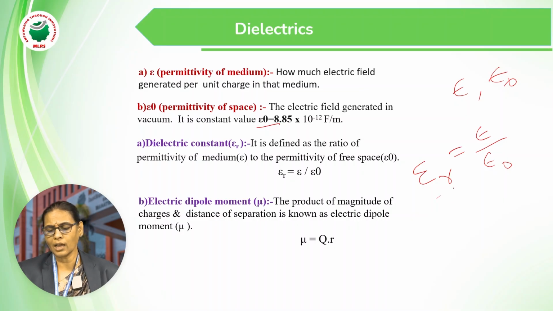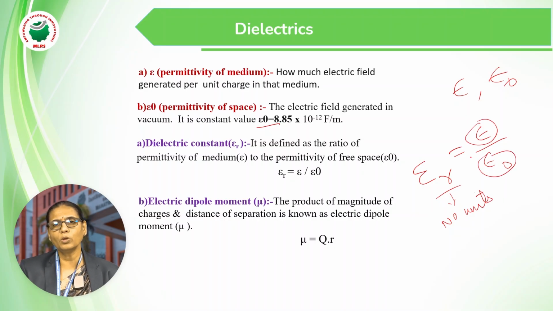Now, epsilon r, dielectric constant, does not have any units. Why does it not have any units? Because it is the ratio of permittivity of medium and permittivity of free space. So, both the numerator and denominator are permittivities, so it does not carry any units. Now, this is one of the important definitions with respect to dielectric materials, that is, a dielectric constant.